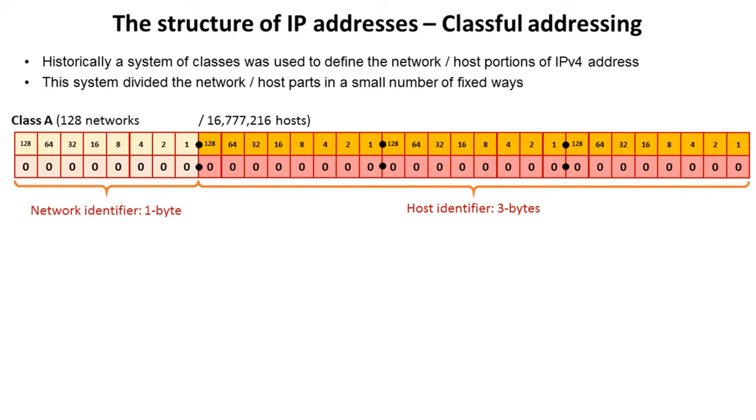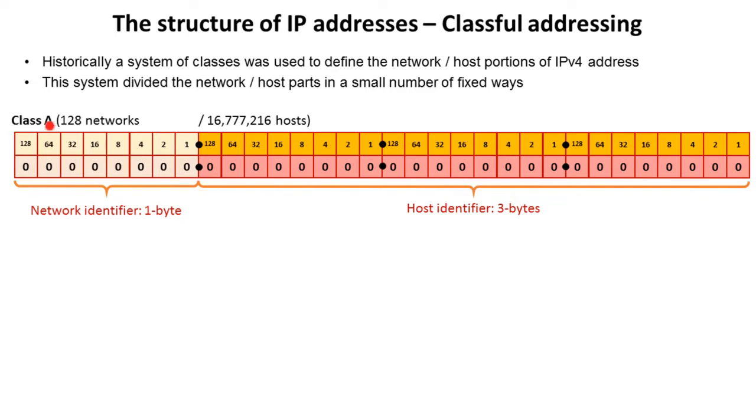Now I'm just going to mention classful addressing. You need to know about classless addressing, but it's useful to get a bit of history. So how did we divide up these IP addresses historically? Well, a system of classes was used to define the network and the host part of the IP4 address. And this divided this address in a very small number of fixed ways.